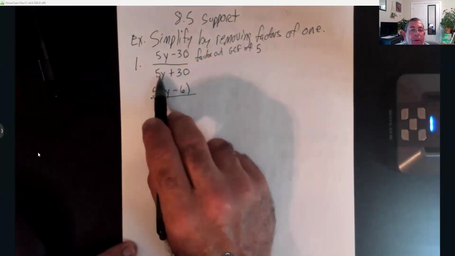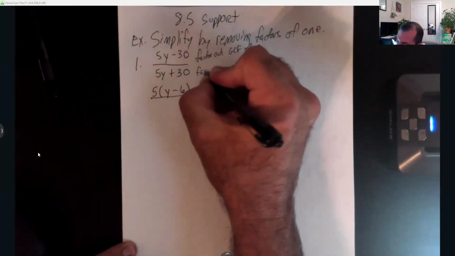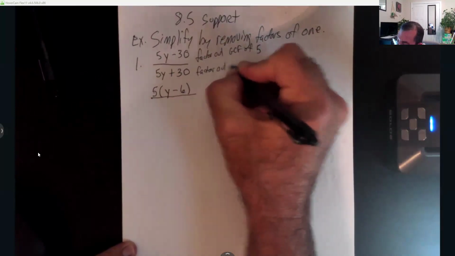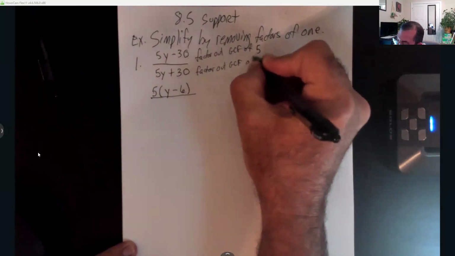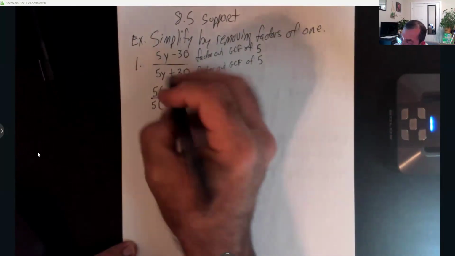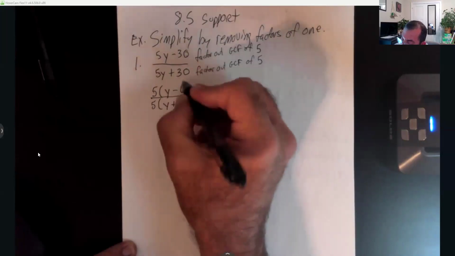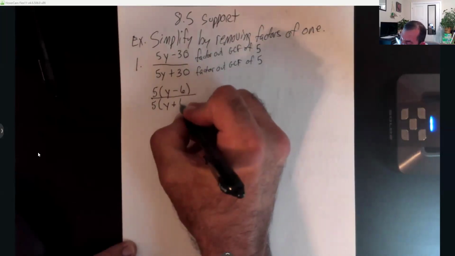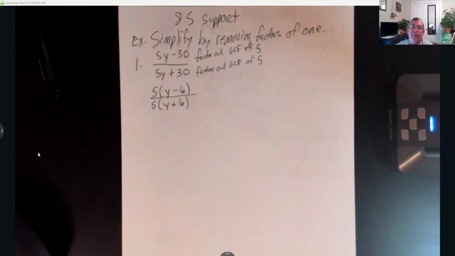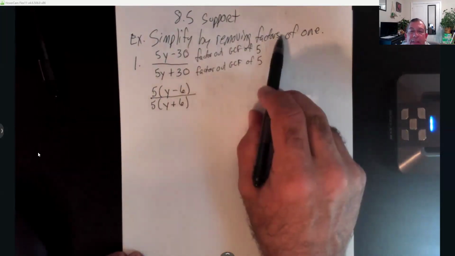Look at the bottom. No, the bottom has a 5y and a 30. So on the bottom, I'm going to factor out a GCF of 5. So I'll factor out a 5. 5y divided by 5 leaves you a y, plus 30 divided by 5 is a 6. So you've got to factor it, and then this makes sense.